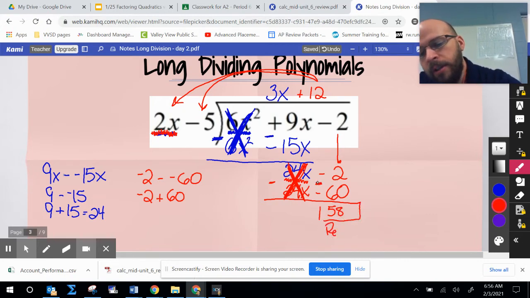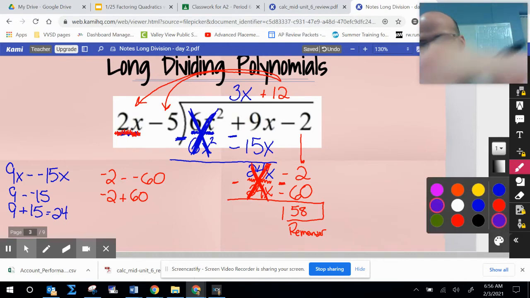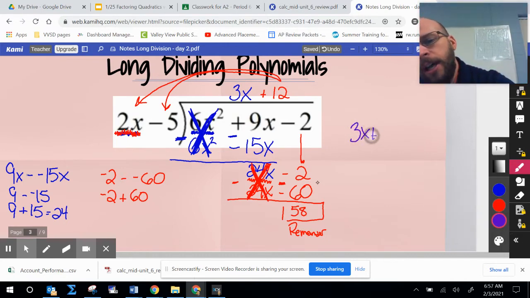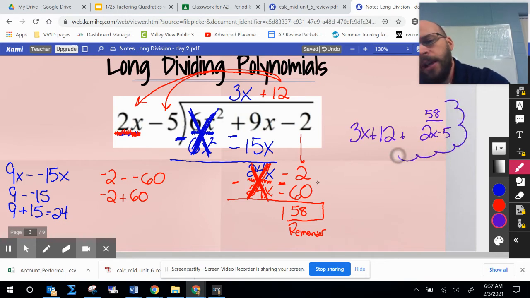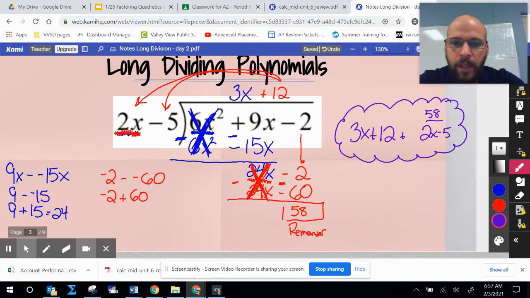And this number here is my remainder. So my final answer is going to be 3x plus 12 plus 58 over 2x minus 5. And this, ladies and gentlemen, is my final answer. That's what I get if I divide it. Now, remember to write your remainder. I always take the remainder and put it over what I divided by. So that's how I get the 58 over the 2x minus 5.